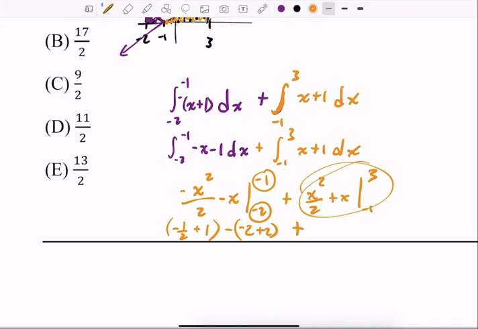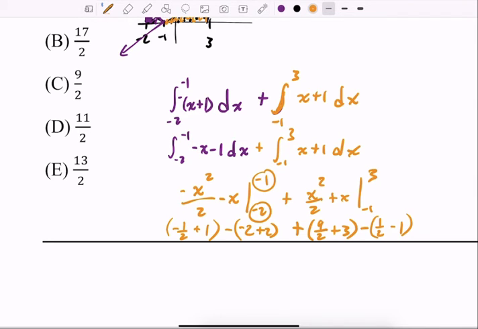Now going over to this guy, we're going to plug in 3. We get 9 over 2 plus 3, parentheses, subtract. Plugging in negative 1. We already did that once. Actually, it's not going to be the same thing because this is different. Okay, so negative 1, I plug it in there. It's going to be positive 1, so we get 1/2. And we get negative 1. Make sure you put your parentheses around that.